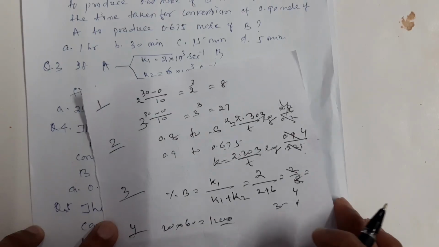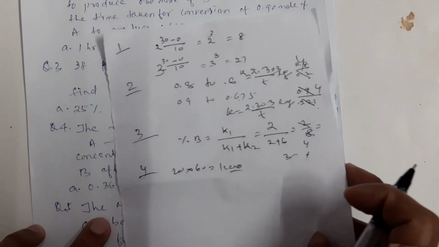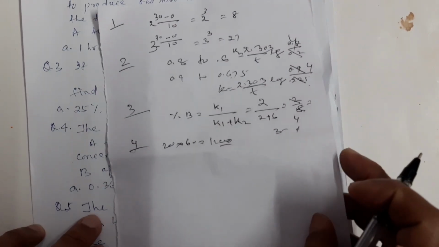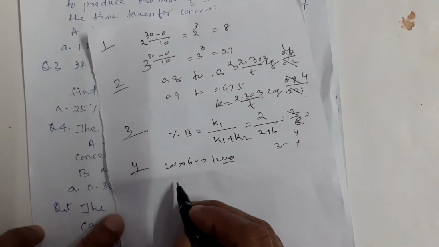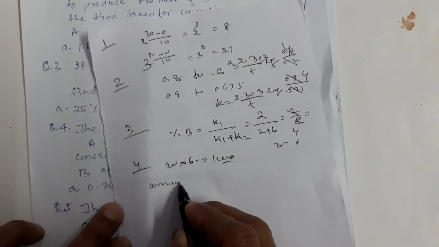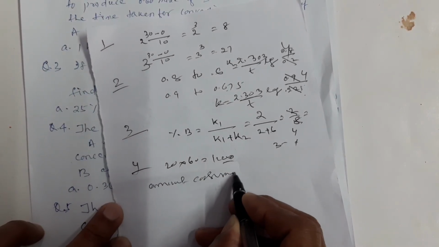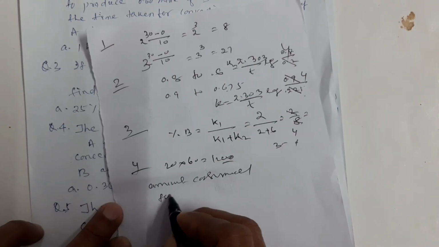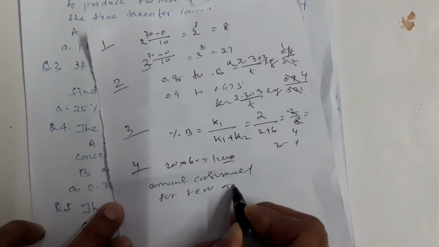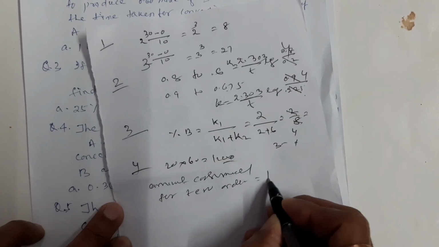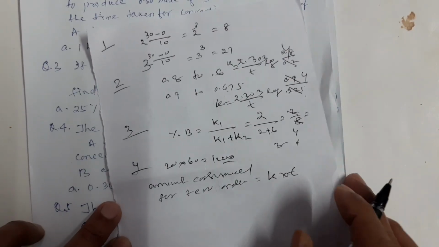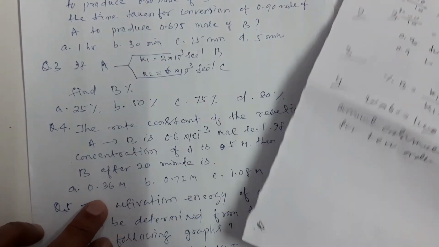Okay, so for a zero order reaction, the amount of reactant consumed is K multiplied by t. So your K is given how much?